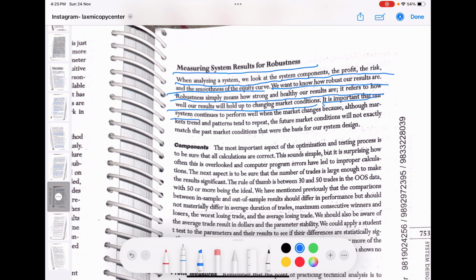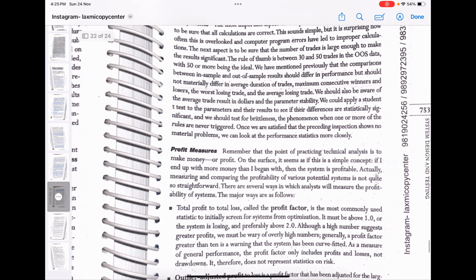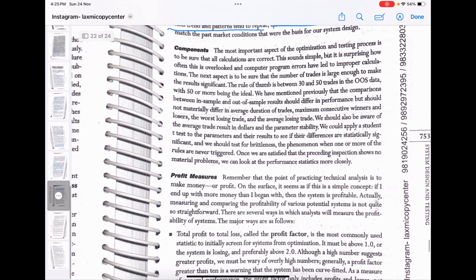It is important that our system continues to perform well when the market changes, because although markets and patterns tend to repeat, the future market conditions might be very different from what we actually saw in the past. So we never know what might happen in the future, right?